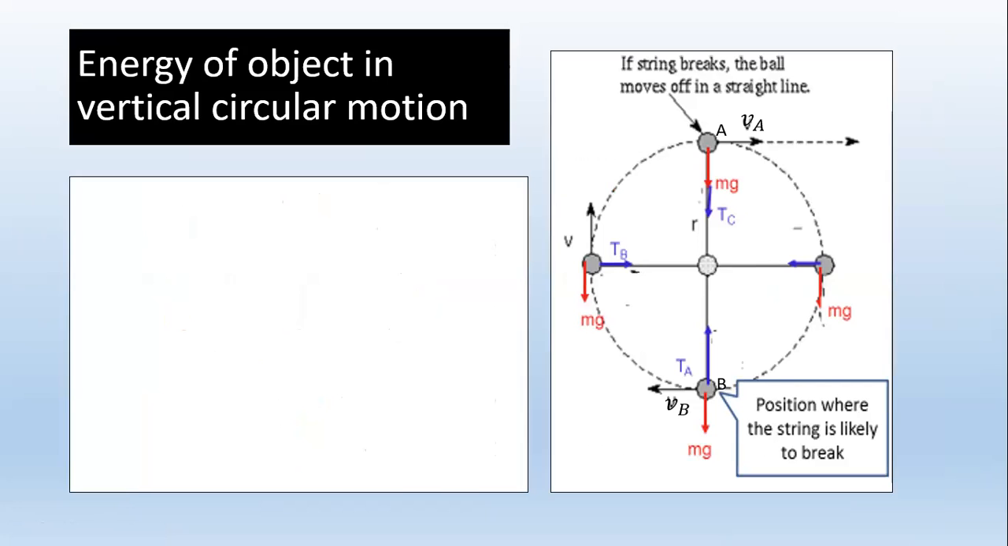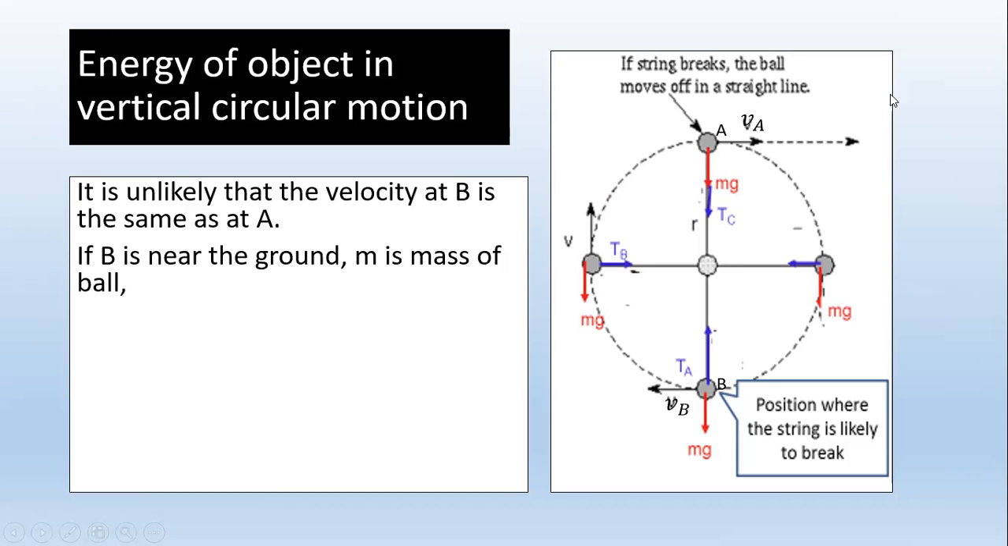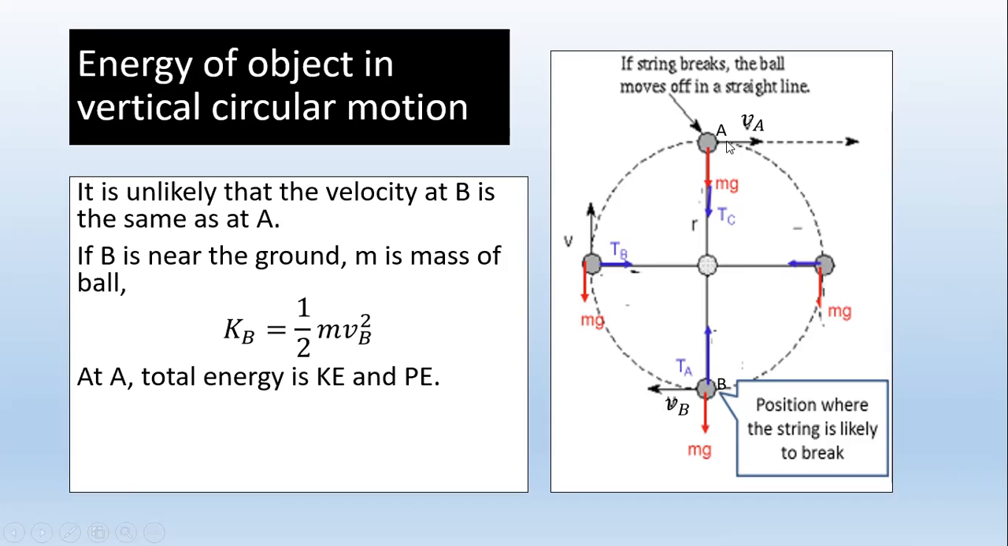If you look at energy, it's unlikely that the speed is constant. Right? It must have a greater speed here compared to the speed here. So you should be able to say, okay, at B, if that is the ground, this is near the ground, then the kinetic energy is half m v_B squared. Then at A, the total energy is the kinetic plus potential. So kinetic energy is half m v_A squared plus your mgh, right? That height is just 2r. h equals 2r.